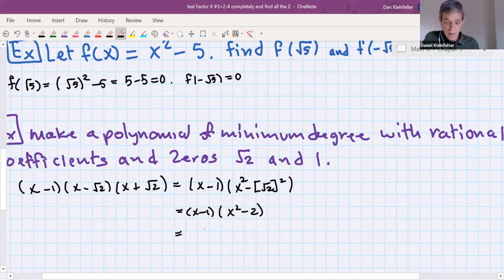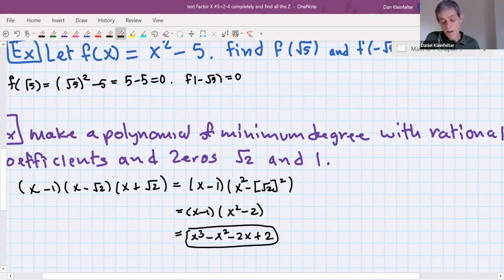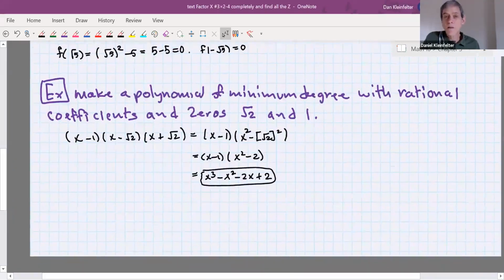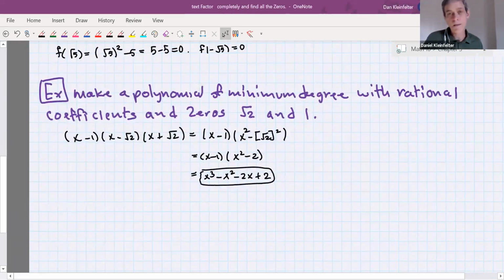And then finally multiplying this out, we'll have x cubed. That'll be our first. And then minus x squared minus 2x plus 2. Okay, so there's our polynomial with rational number coefficients and the prescribed zeros.